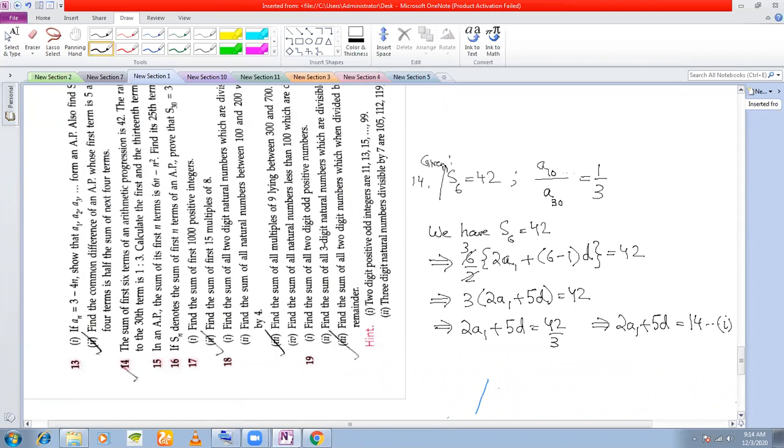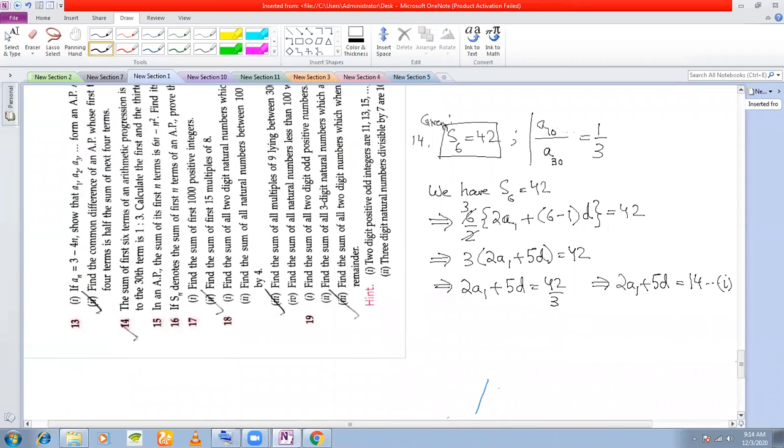So this relation S6 is equal to 42 has given you one equation. The second one, now if we consider this, this will give us another equation also, A10 by A30 is equal to 1/3. Now what is the formula for A10? A10 is A1 plus 10 minus 1 into D.